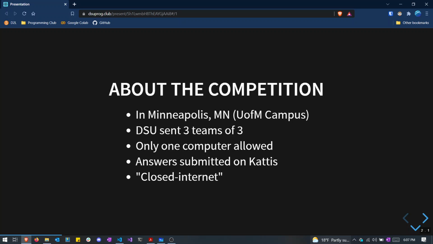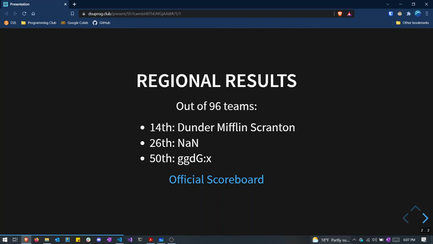We had 3 teams as mentioned, and out of 96 teams that competed, we had 3 teams that finished in the top 50. 14th consisted of Blake, Julia, and Ben. 26th was me, Nick, and Aaron, and then 50th was Galen, Jake, and Shane. So out of our 9 competitors, we all went.